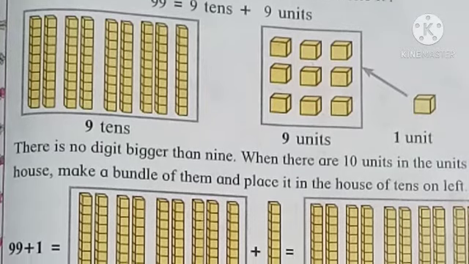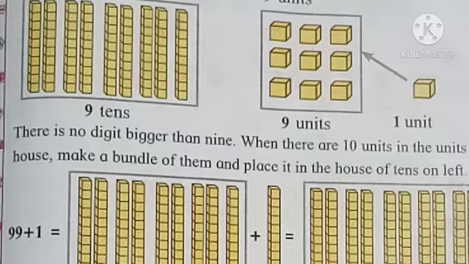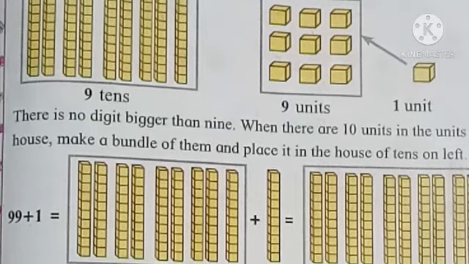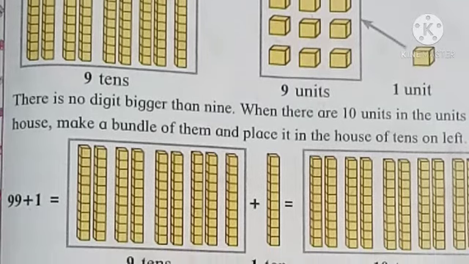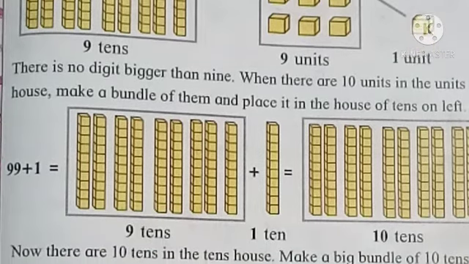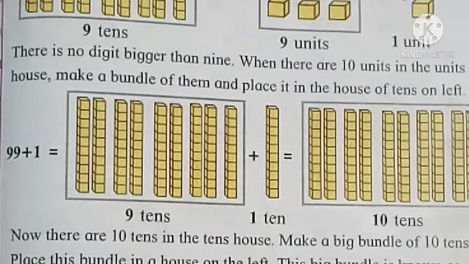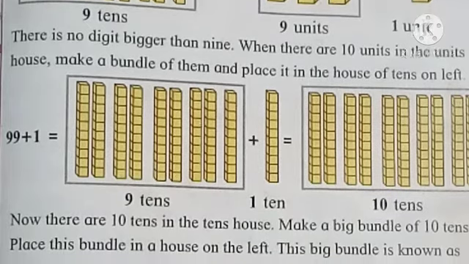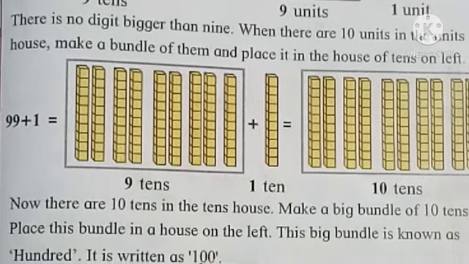Now there are 10 tens in the tens house. Make a big bundle of 10 tens. Place this bundle in the house on the left. This big bundle is now 100. It is written as 100.